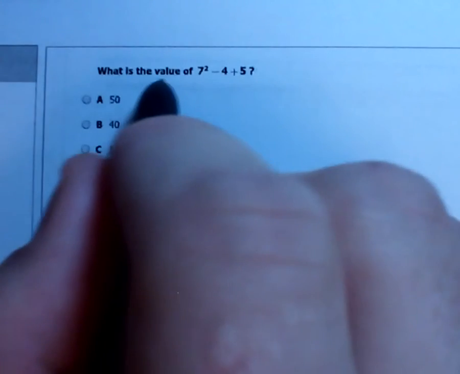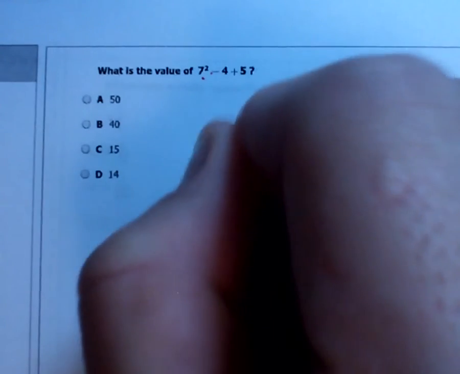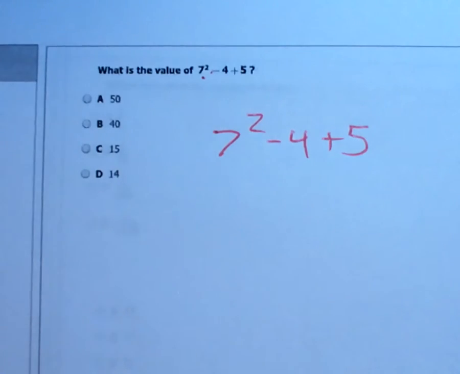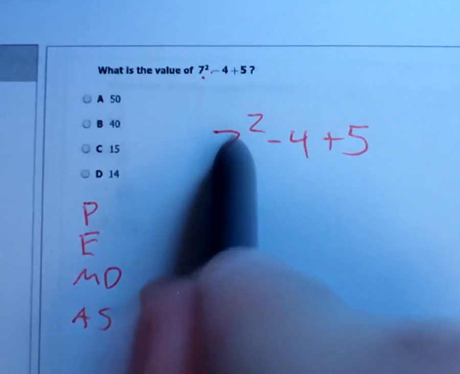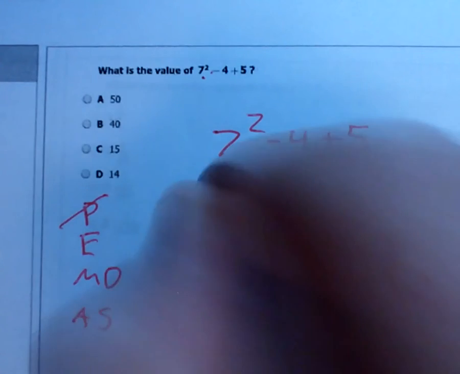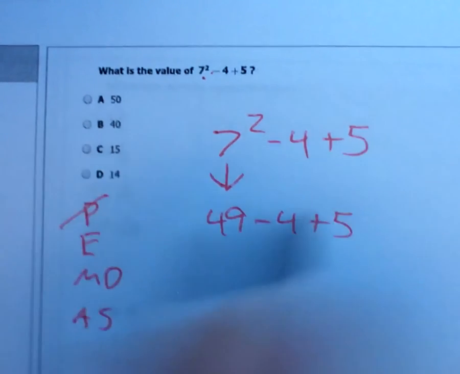All right, number 4. We got, what is the value of 7 squared minus 4 plus 5? Well, 7 squared minus 4 plus 5. All right, try to write it a little bit bigger so we can all see it. If we forget, please excuse my dear Aunt Sally. All right, so parentheses. Nope, don't have any. Exponent, there it is. So 7 squared is 7 times 7, which is 49. Minus 4 plus 5. So we're done with exponent.